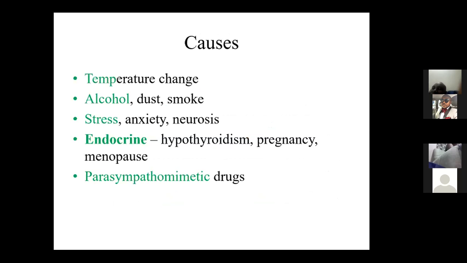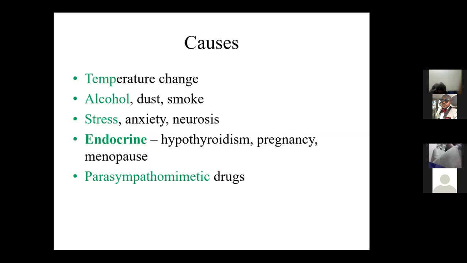Now, the causes of vasomotor rhinitis: we have temperature change, there's weather change. When the weather changes from the dry season to the rainy season, some patients come down with this. Also, people who are predisposed to taking alcohol, exposure to dusty and smoky environments, stress, and anxiety can also predispose patients to having vasomotor rhinitis. Even endocrine disorders, so hypothyroidism, even in pregnancies, when the immune system is down or reduced, even in menopausal patients can also come down with this.